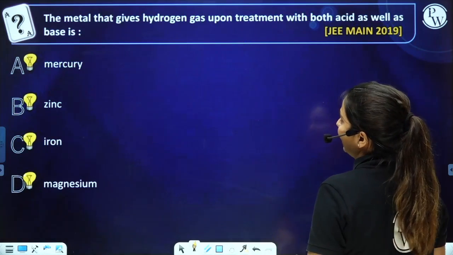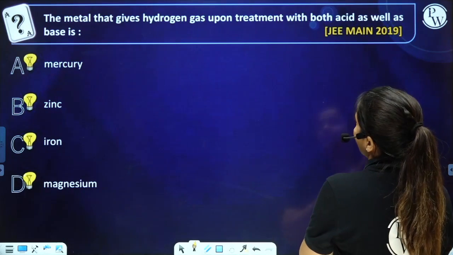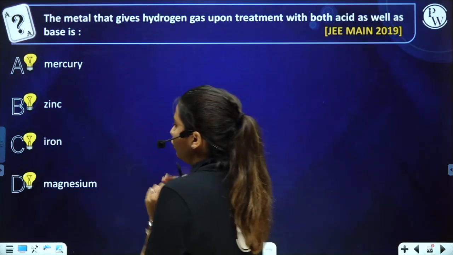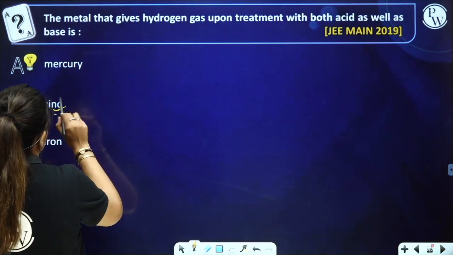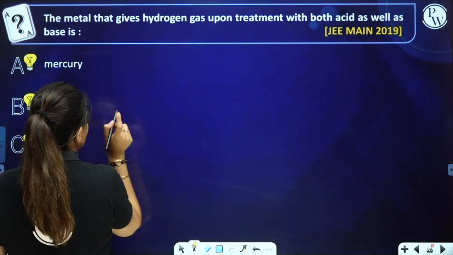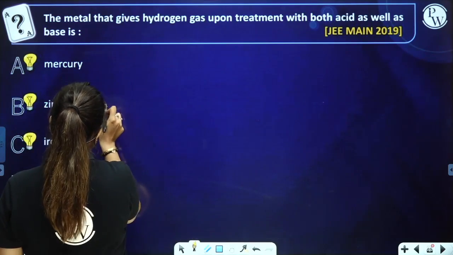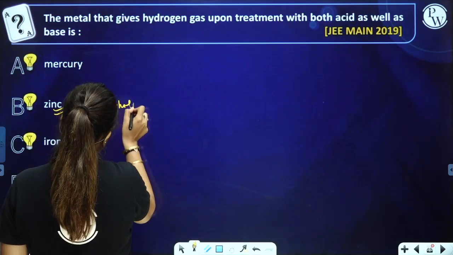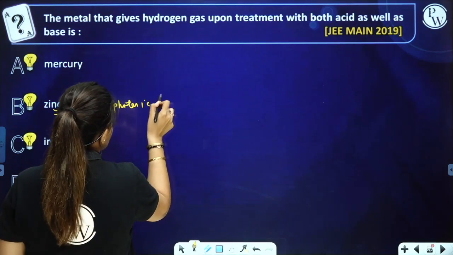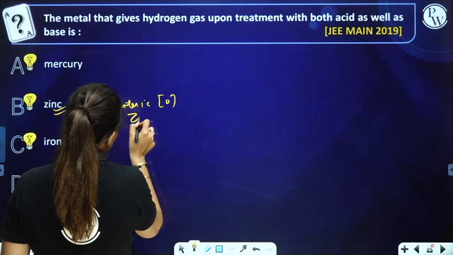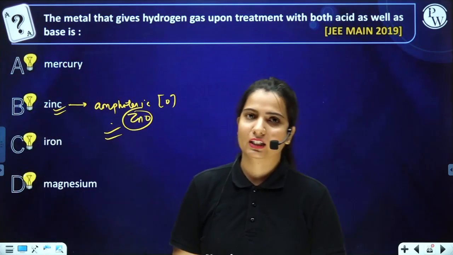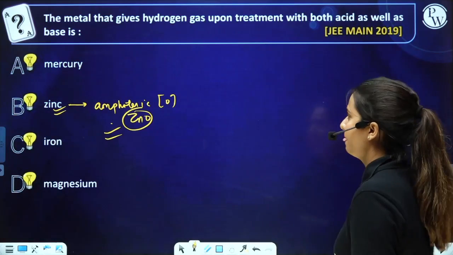Next, the metal that gives hydrogen gas upon treatment with both acids as well as base. So we have to see which one is amphoteric in nature. Zinc, I have already told you in the periodicity chapter, forms an oxide which is considered an amphoteric oxide. Zinc oxide is amphoteric, so it reacts with both acids as well as bases.